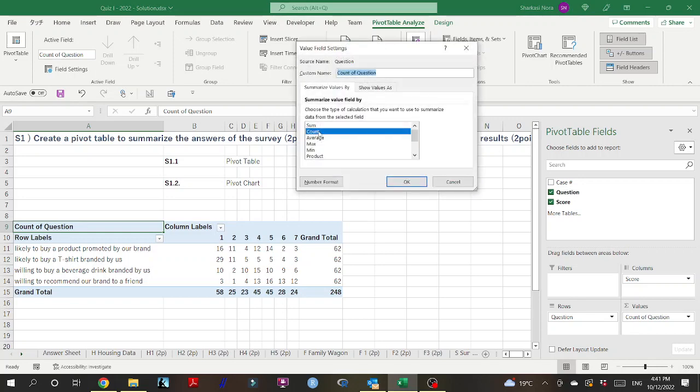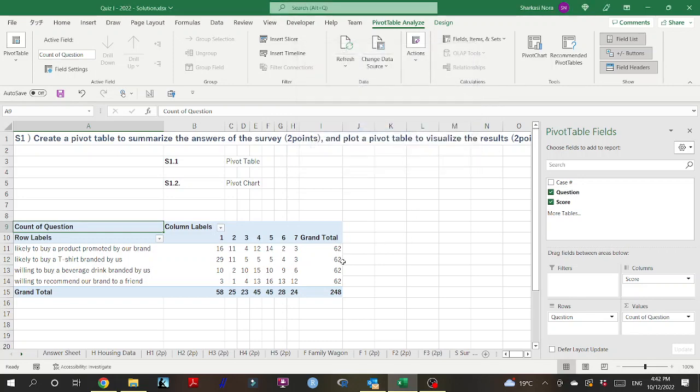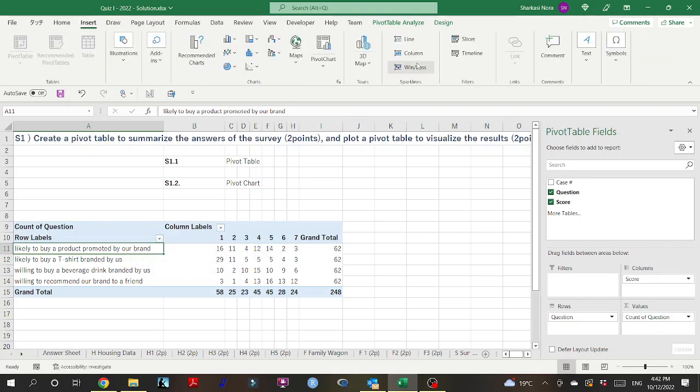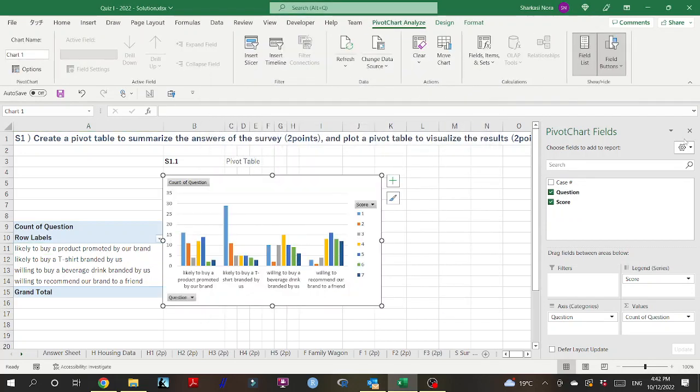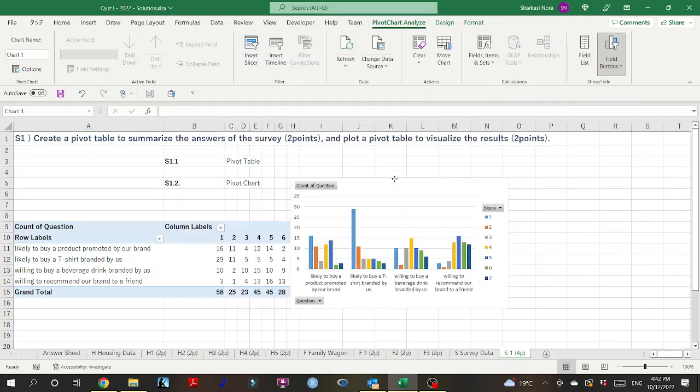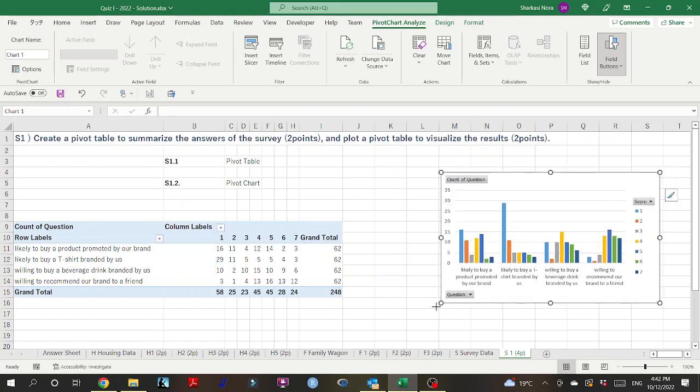I just want to show you, it's all about count. 62, 62, 62. Take the question, put the score. It's going to be the same, all right? So once you've done this, easy peasy, that's it. Insert pivot table. There's no rocket science about it. Ta-da! Finished. I thought that this one is one of the easiest.